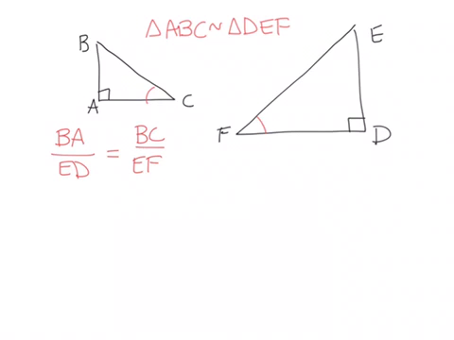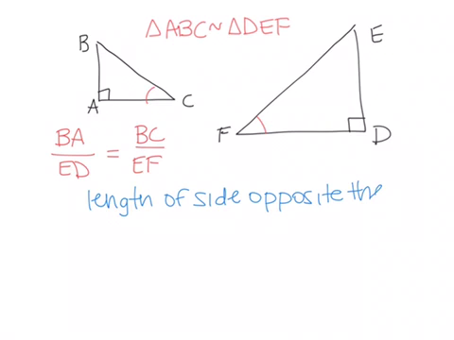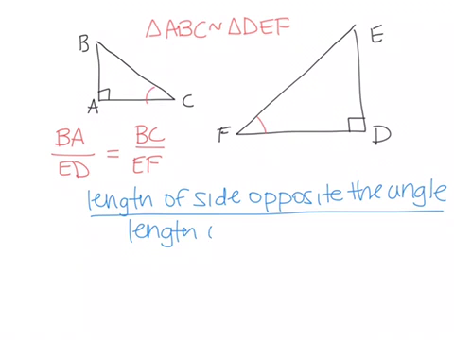So in words, what I just did here is if I look here, this is across from my angle. Do we all see that? So BA is across from angle C and ED is across from angle F. And BC is my hypotenuse and EF is my hypotenuse. So in words, what I've just written is the length of the side opposite the angle over the length of the hypotenuse.